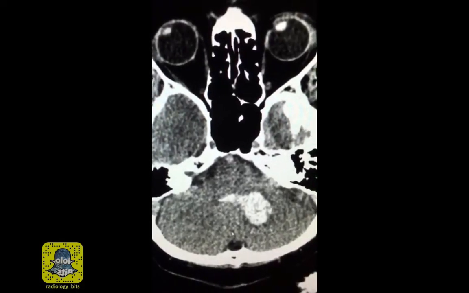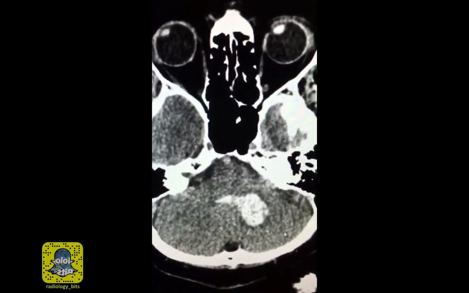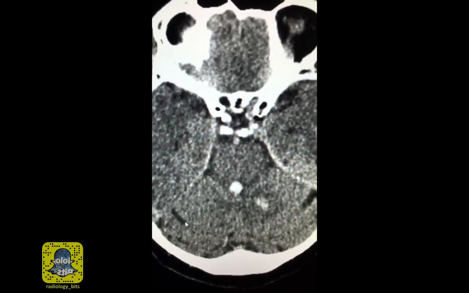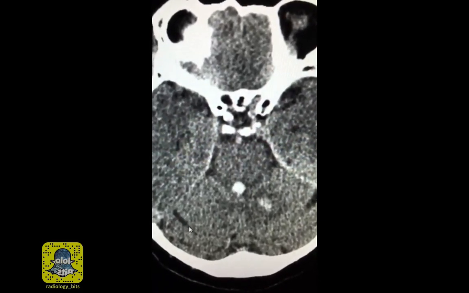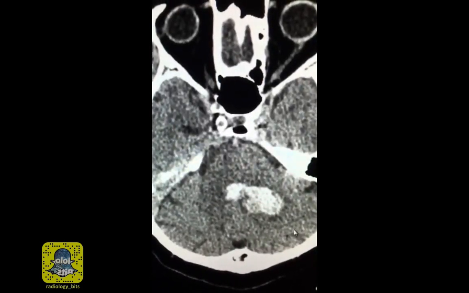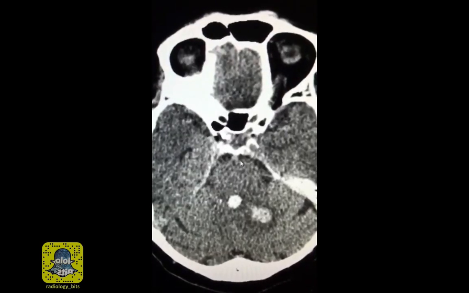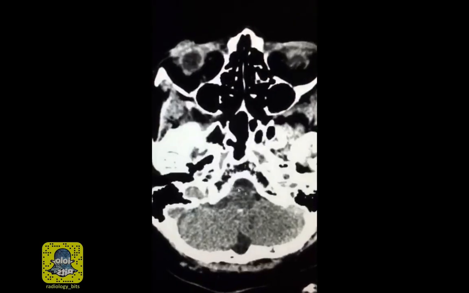Another thing to comment on is the mass effect exerted by the hemorrhage, and as you see, there are areas of folial effacement. Folia are the CSF-containing sulci of the cerebellum, so they may be compressed by mass effect. The mass effect may displace everything superiorly or inferiorly.